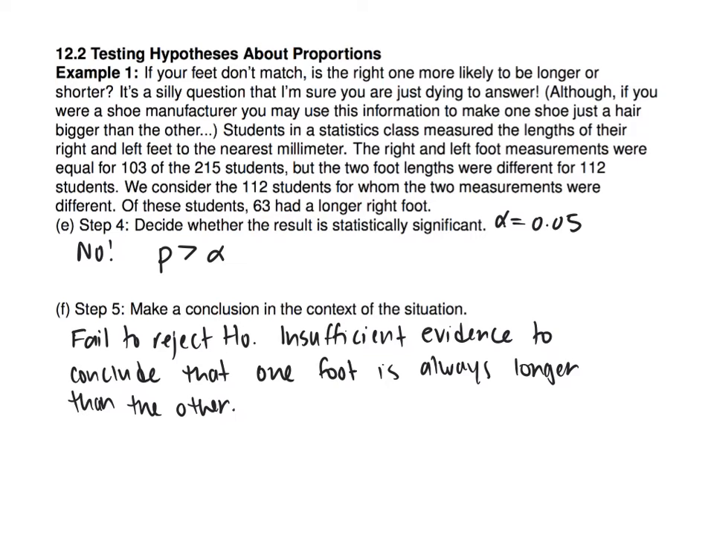And if you look back at step D, you can see that even if we didn't do a two-sided test, we would have had a p-value of 0.0934 and we still would have failed to reject H naught. So don't go making one shoe bigger than the other quite yet.